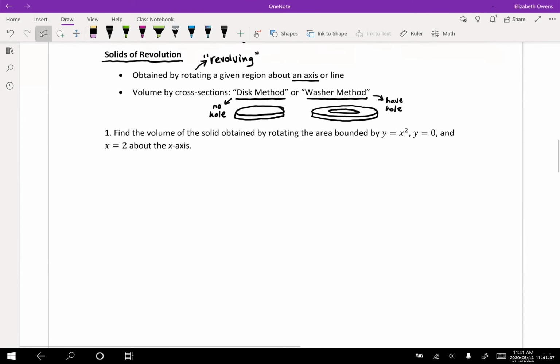First example, we are going to find the volume of the solid obtained by rotating the area bounded by y equals x squared, y equals 0, and x equals 2. We're going to rotate that about the x-axis. Okay, so it is definitely sketch time.